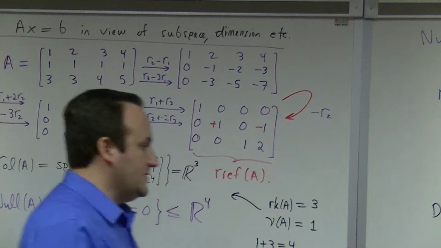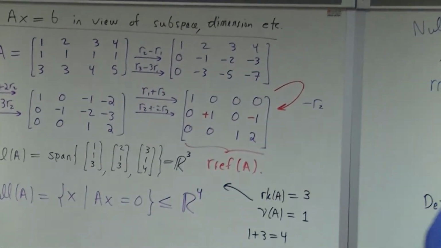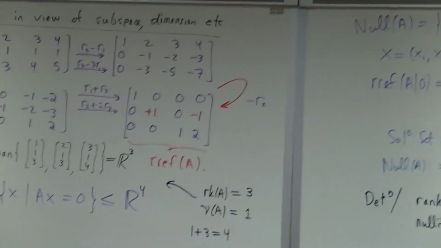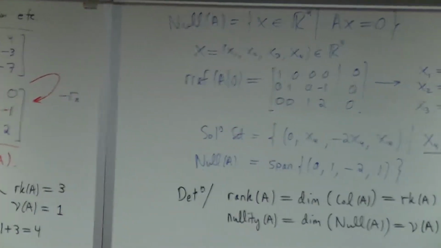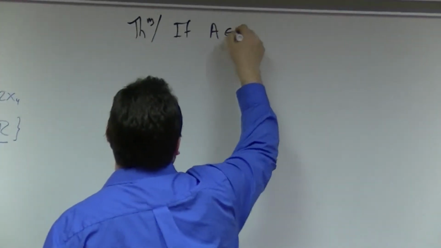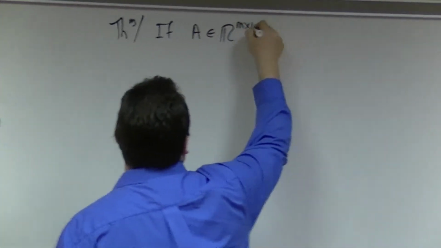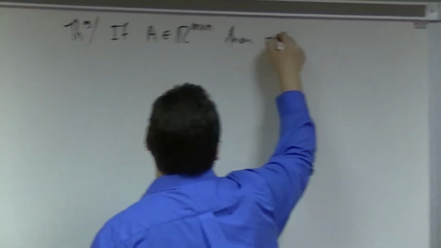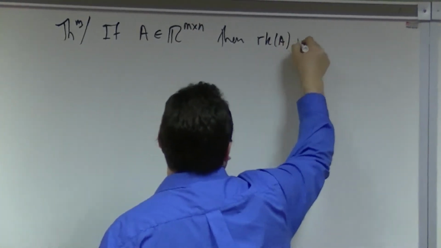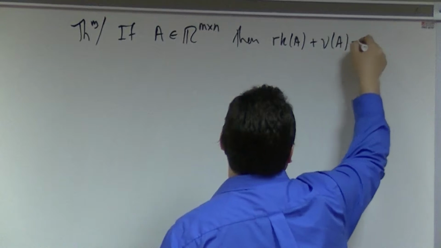So this is the rank-nullity theorem. If A is an element of R m by n, then the rank of A plus the nullity of A is equal to n.